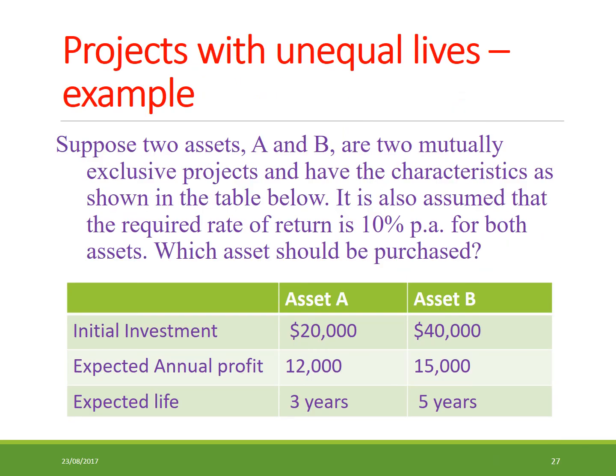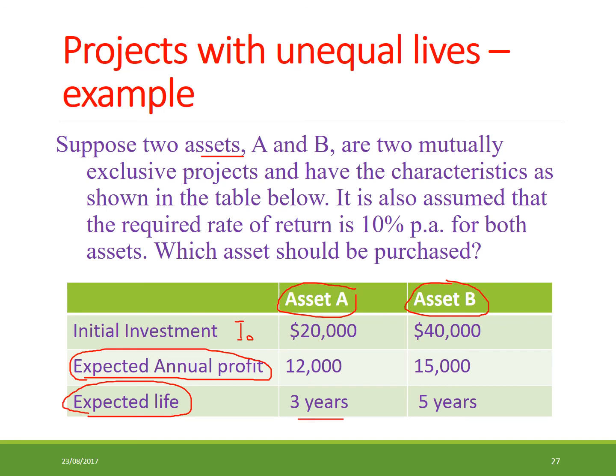So let's look at some examples. Here we have two assets, asset A and asset B. Our initial investment of these two projects are given. So project A is $20,000, project B is $40,000. We know the expected annual profits. We assume that this is the after-tax annual profits or annual cash flows. We also know that project A runs for 3 years and project B runs for 5 years.